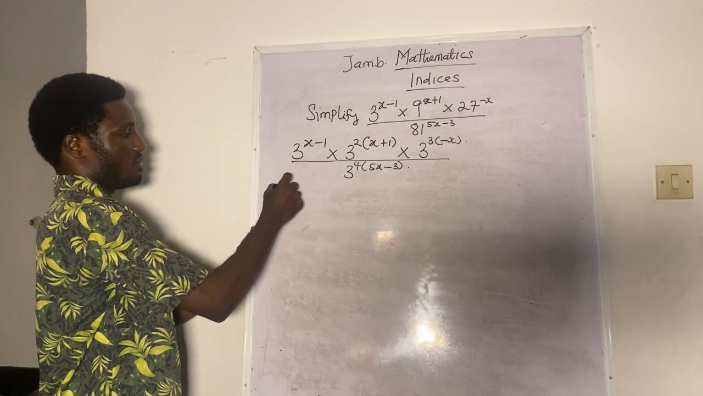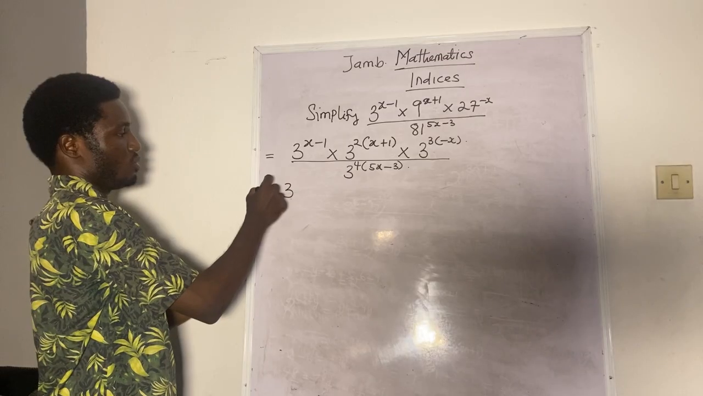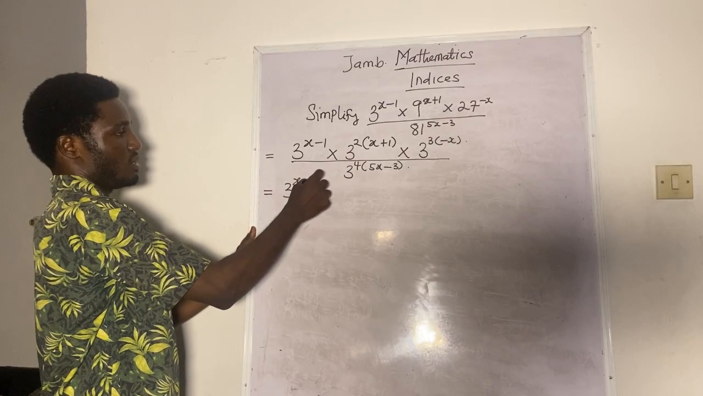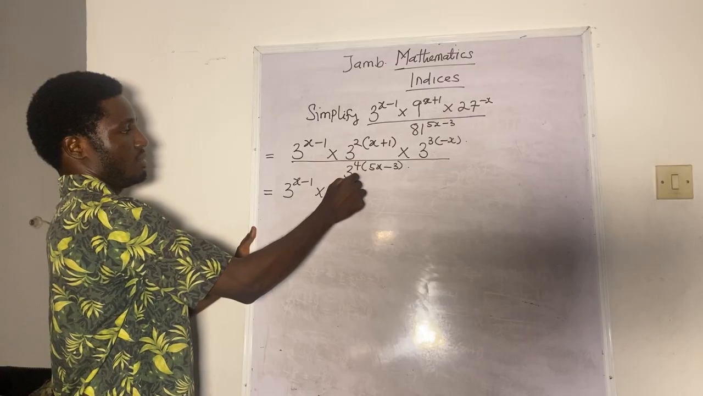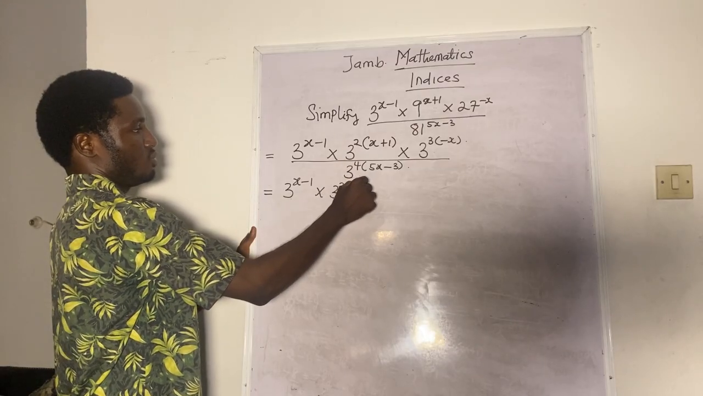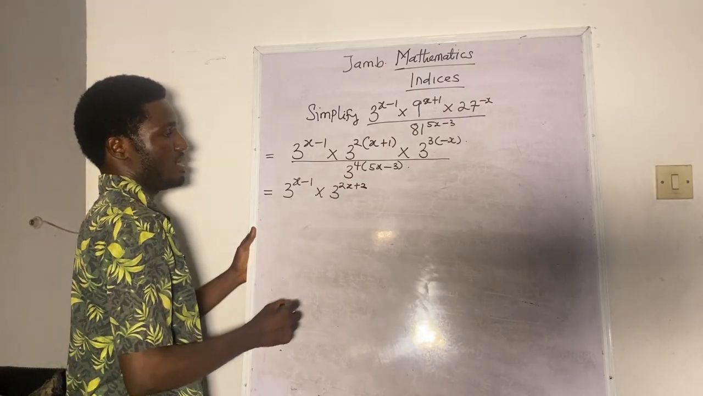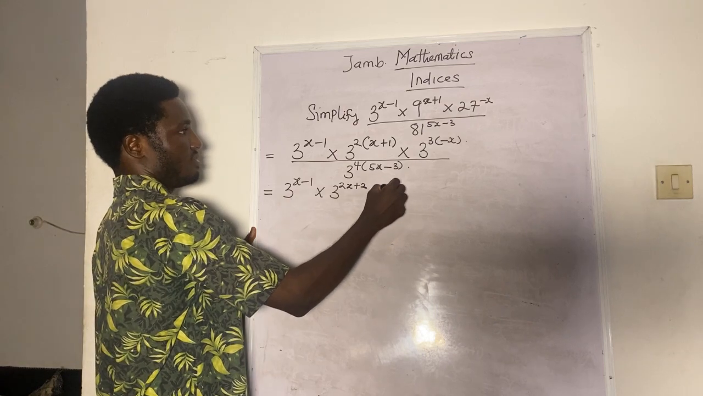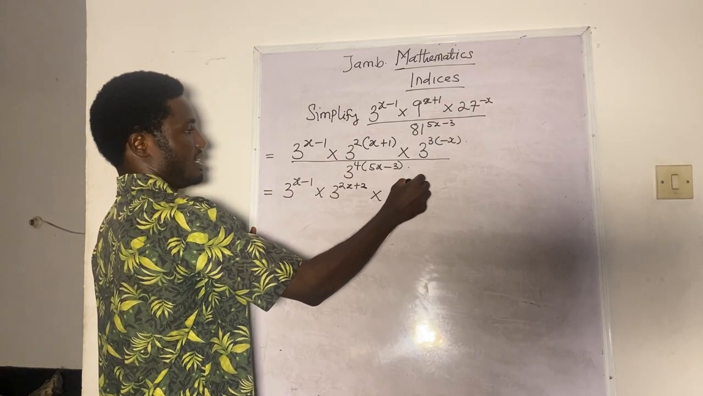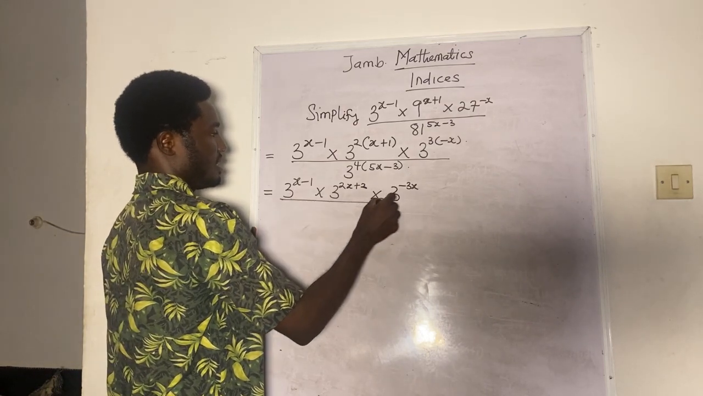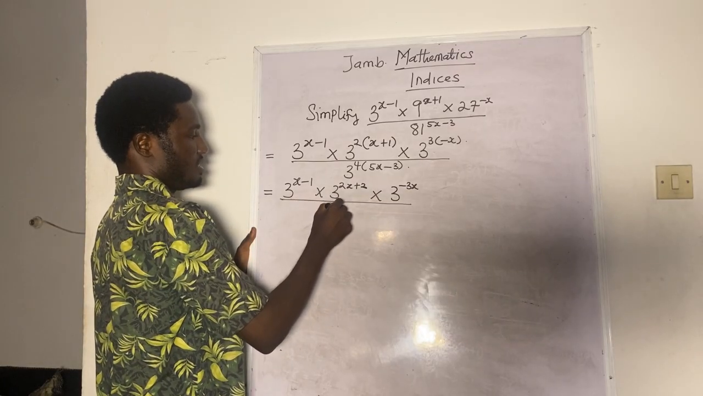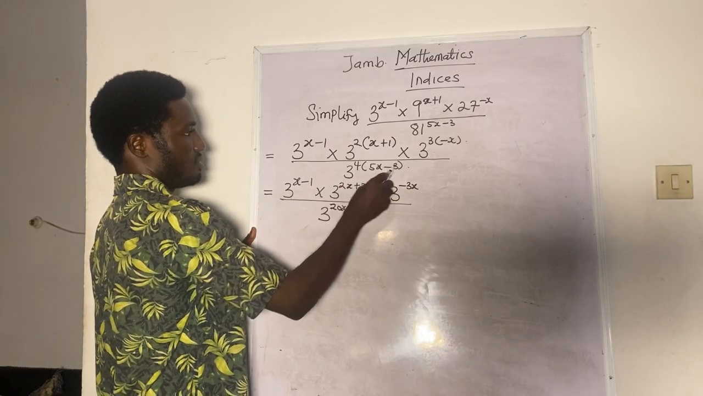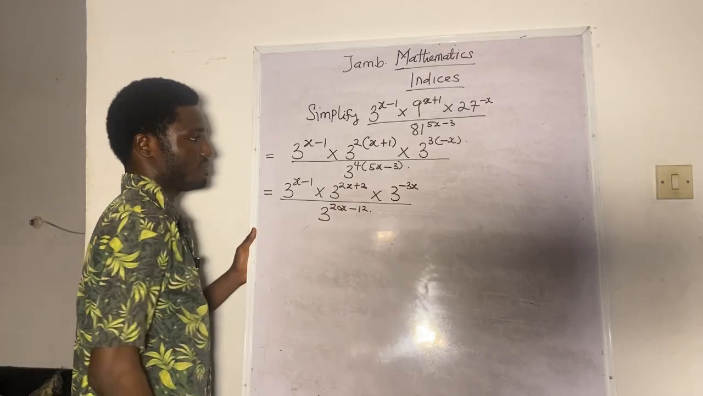So we'll simplify further. This is also equal to 3 to the power of x minus 1 times 3 to the power of 2 times x, we have 2x, plus 2 times 1, we have 2 here. And then we have 3 to the power of negative 3x. And then we have this down here, 3 to the power of 4 times 5x, we have 20x. Negative 4 times 3, we have 12.